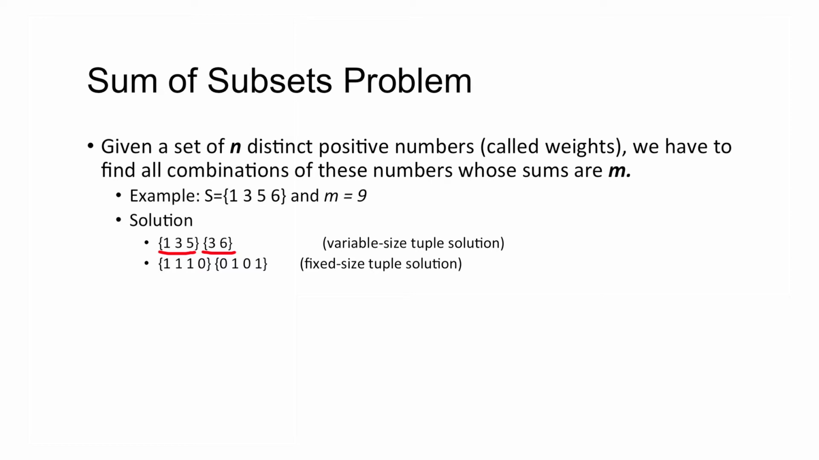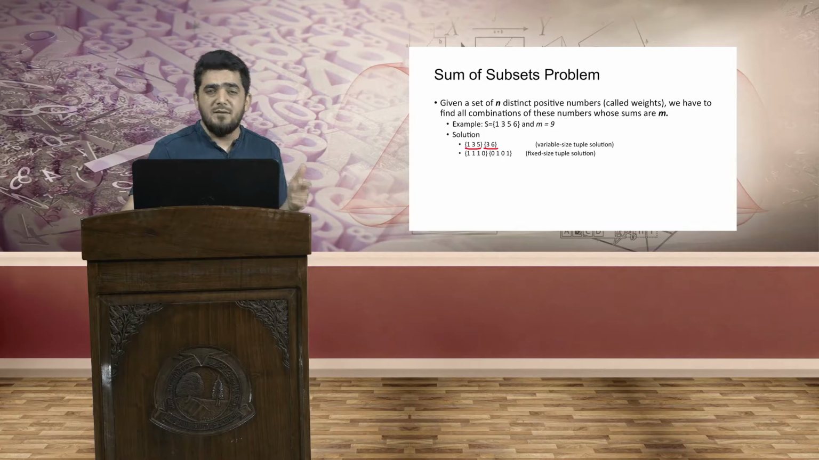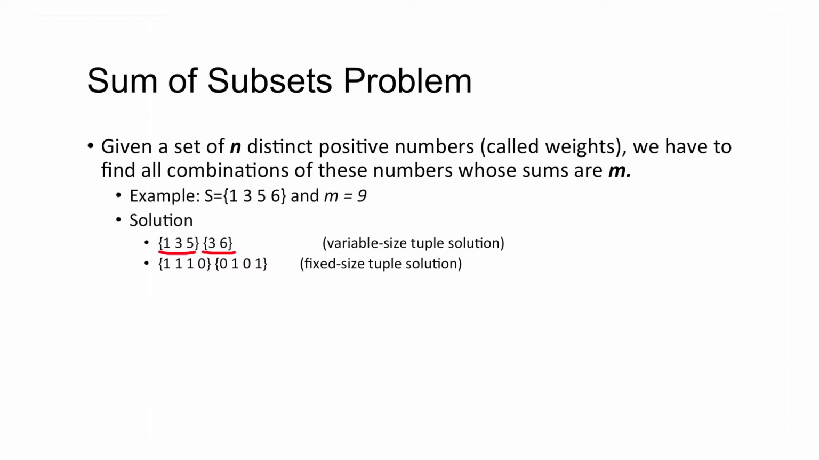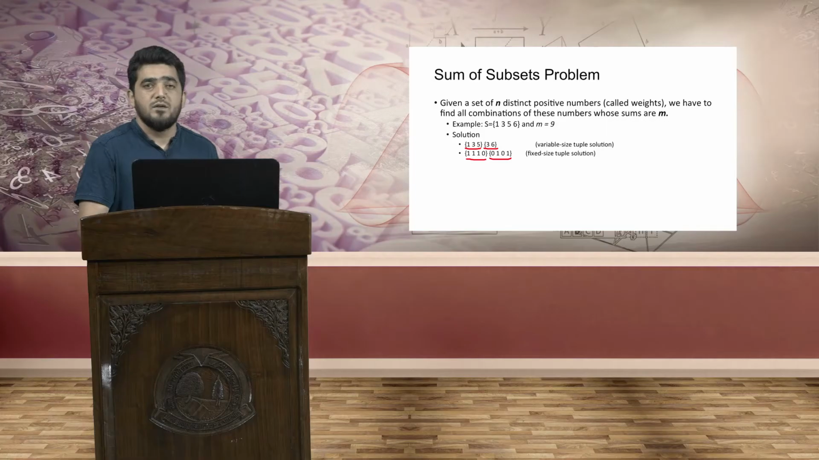Another way of representing the same solution would be using the fixed size tuple solution. In this solution each solution set has the same number of elements, that is, the number of elements in each solution set is equal to n, the number of input elements. As you can see in the second case, the number of elements here is equal to 4, which is the number of elements that we had in our set, and the second solution also has 4 elements. But the difference you can observe is that the elements in these sets can only be 0 and 1.